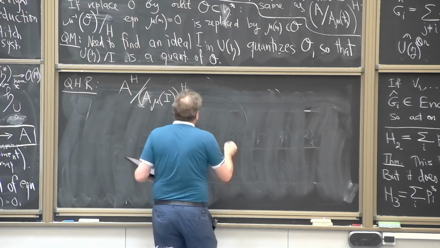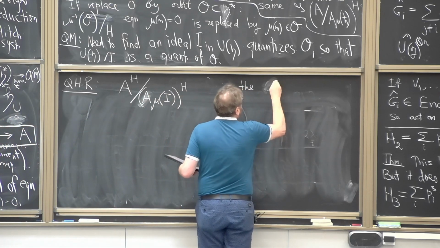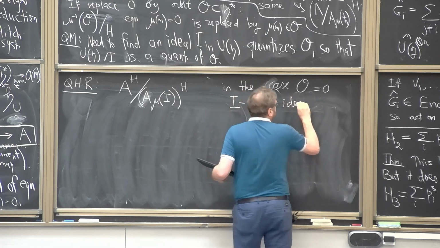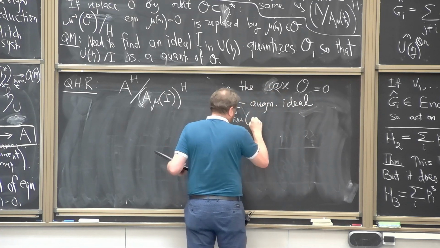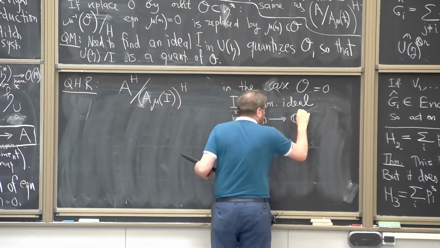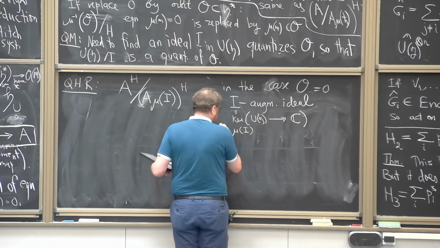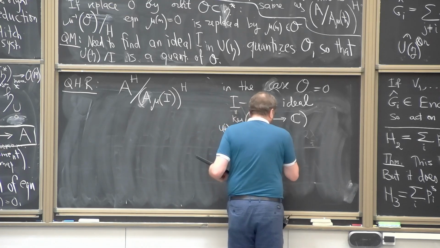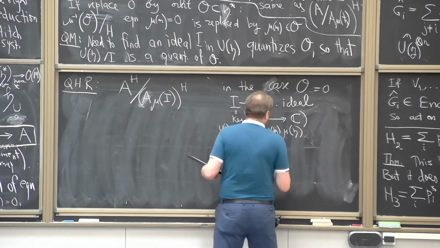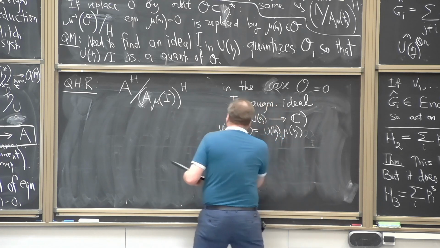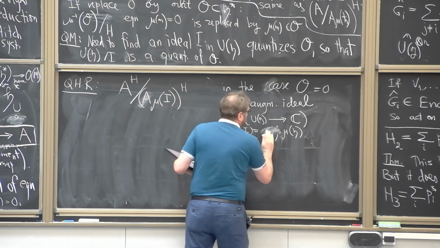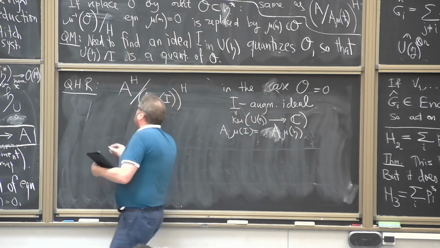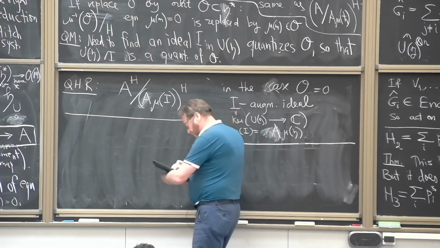So in the case O is 0, I is the augmentation ideal, which is the kernel of the map from U of G to C, and mu of I times U of G is the same thing as U of H times mu of H times A. Okay. And this reduces to the previous case.